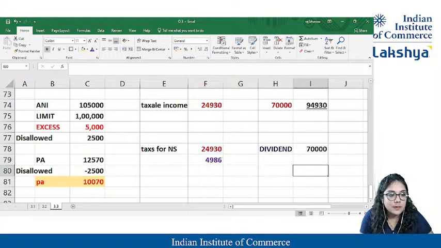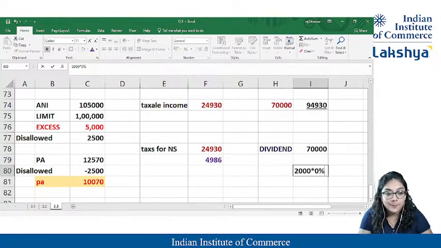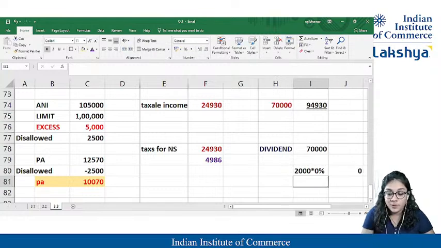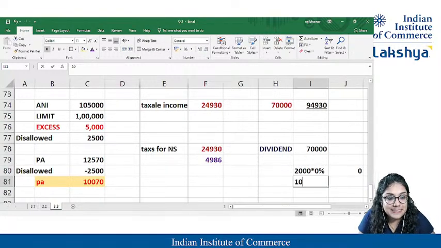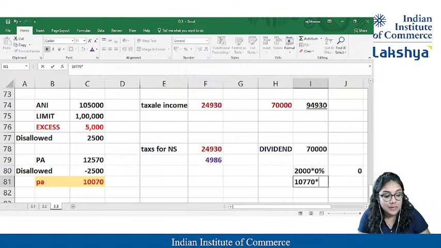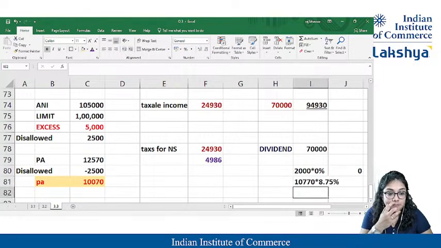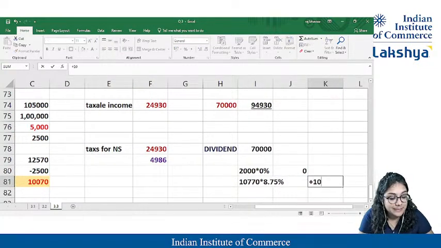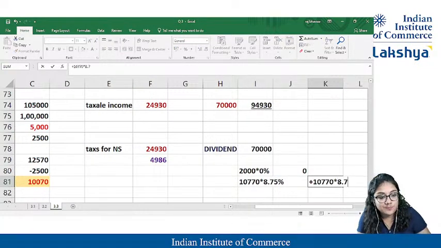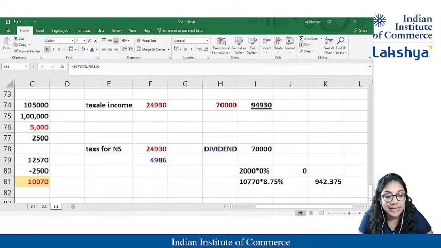Okay, if I just do 2000, out of that 2000 into 0% will be there. So it will be 0. Then on that, later on, it will be 10,770 into how much percentage, guys? How much percentage? It is 8.75%. So if I multiply it, it will be 10,770 into 8.75 by 100. So it is 942.